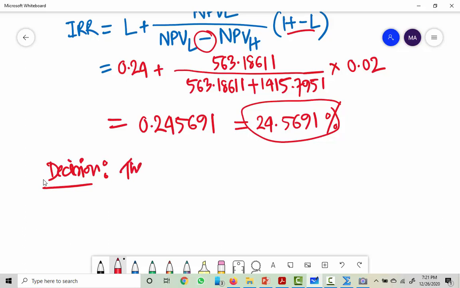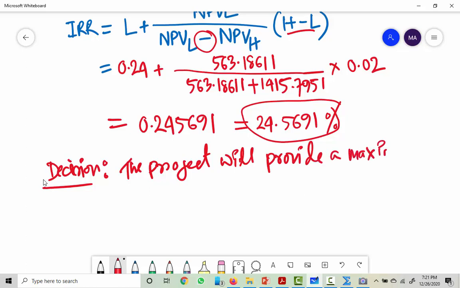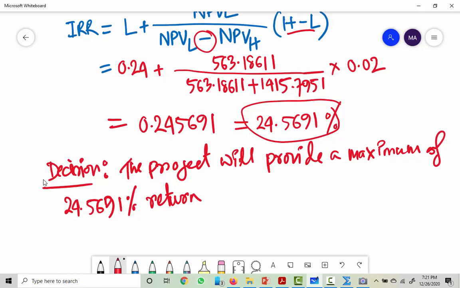So we can see the project will provide a maximum of 24.5691% return. That means this is the maximum return we can get from the project.